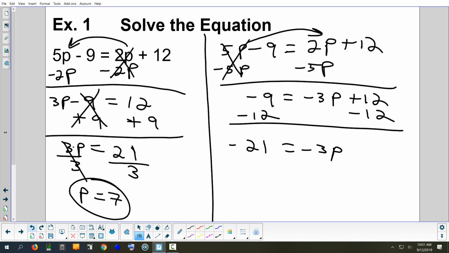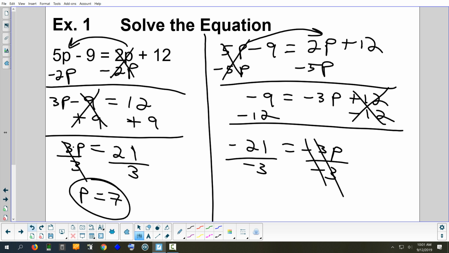What about plus 12 minus 12? That just cancels out. Okay. And my very last step. Let's see, Lily, how about my last step? What would I do? You divide by negative 3. Yep. Divide by negative 3.